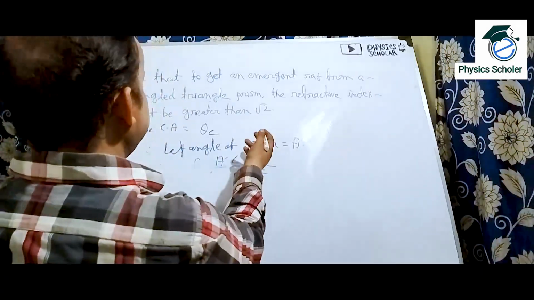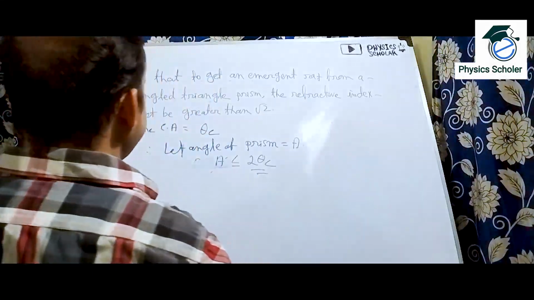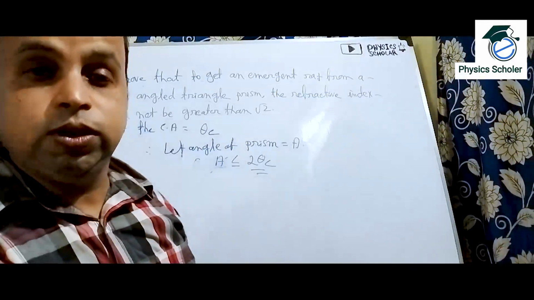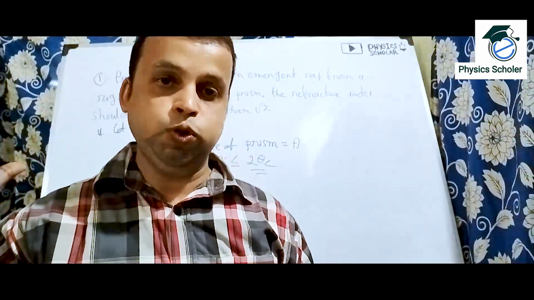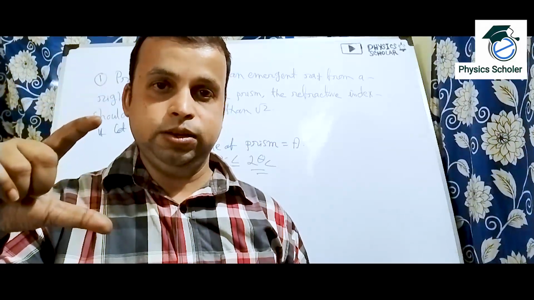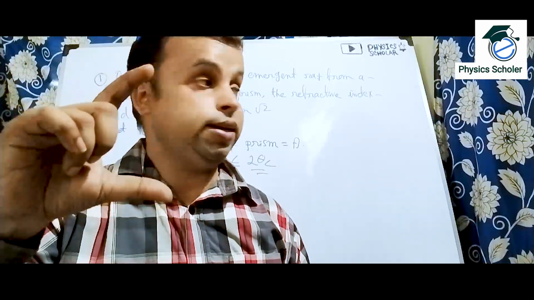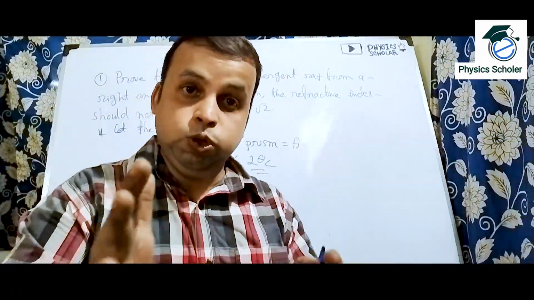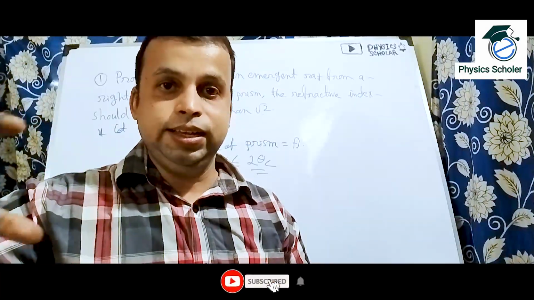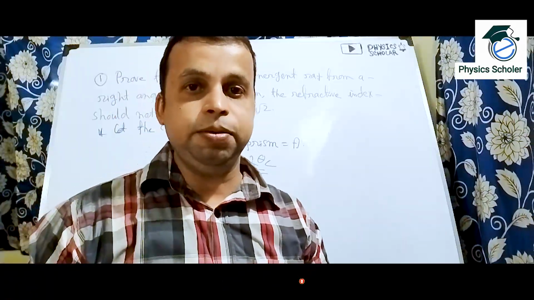Clear? So this is the thing. To get an emergent ray, the angle of prism should not be greater than 2 theta c. That is the condition we have to actually show. So the angle of the prism should be between theta c and 2 theta c. If it is more than that, then what will happen? No total internal reflection will take place, and we will not get any emergent ray from the prism.